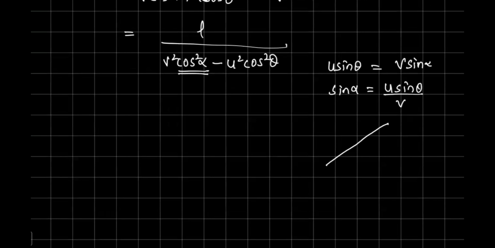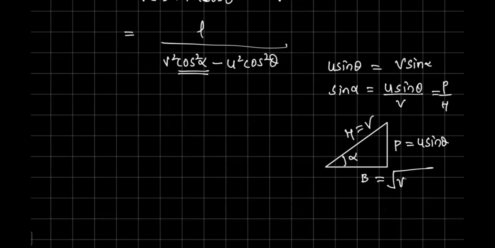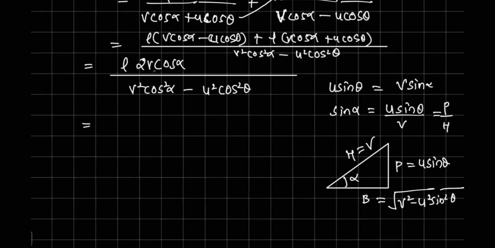I can make this triangle, and let's say this is alpha, this is the perpendicular, this is the base, and this is the hypotenuse. So sin alpha is nothing but the perpendicular upon hypotenuse. This perpendicular is going to be u sin theta, and the hypotenuse is going to be v. So I can say the base is going to be the square root of v square minus u square sin square theta. Now we'll replace this value of cos alpha. So how can we replace it? It is 2Lv, and what is the value of cos alpha? We'll get it from here.